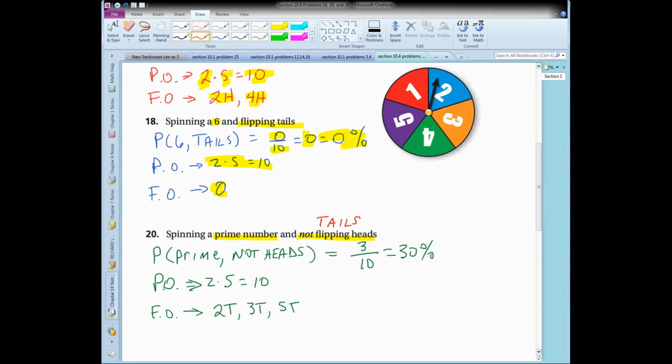So prime numbers, let's see, the number of possible outcomes is still the same. It's still 10. There's still heads and tails on the coin. There's still 5 numbers on the spinner, so that doesn't change. Now for the prime numbers between 1, 2, 3, 4, and 5, well, I get 2 is the first prime, 3, and 5. So there's 3 different favorable outcomes. So my numerator is 3, my denominator is 10, and I get 30%.